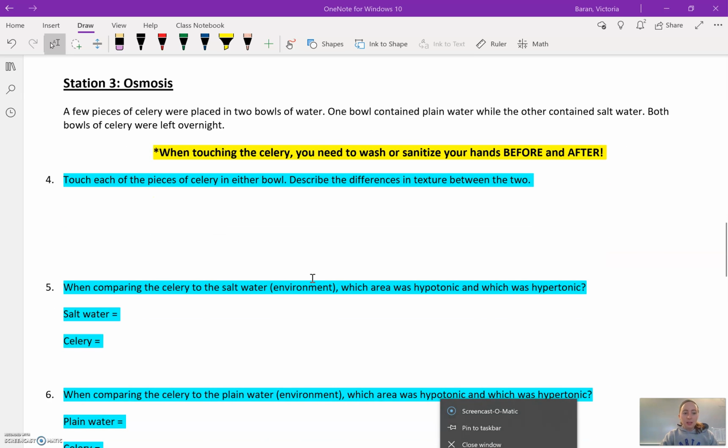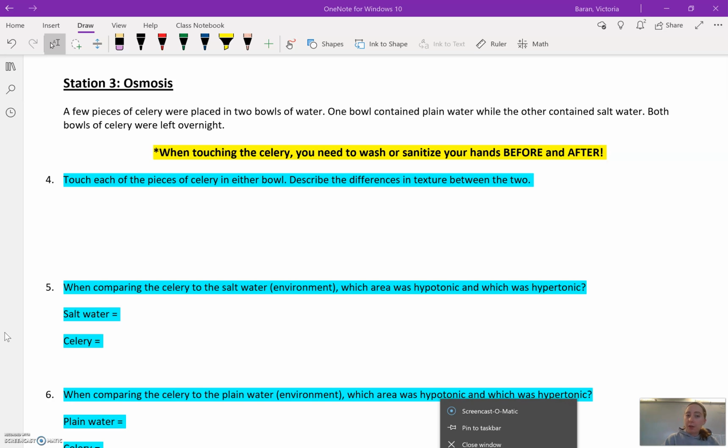All right, the last station is our celery. So I'm gonna go grab that. Give me 1 second. All right, so since you're not here to actually touch the celery, I'm gonna kind of show it to you and describe what it is that I'm feeling.